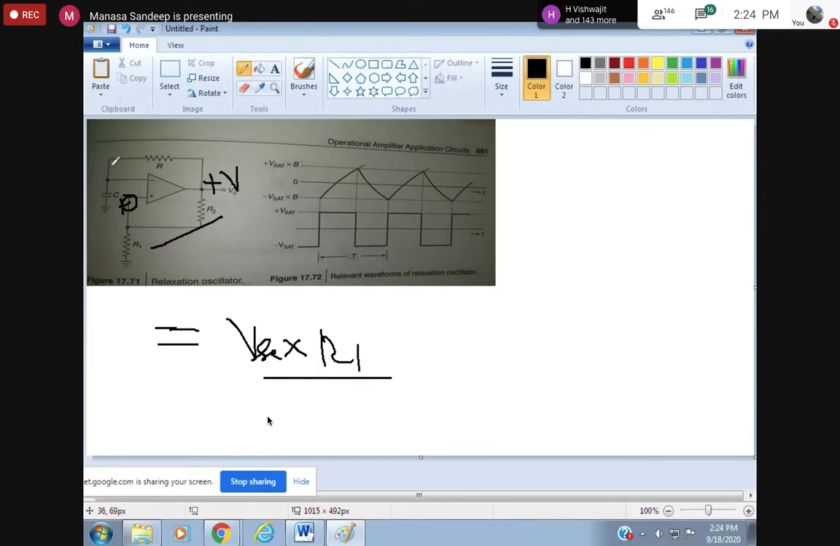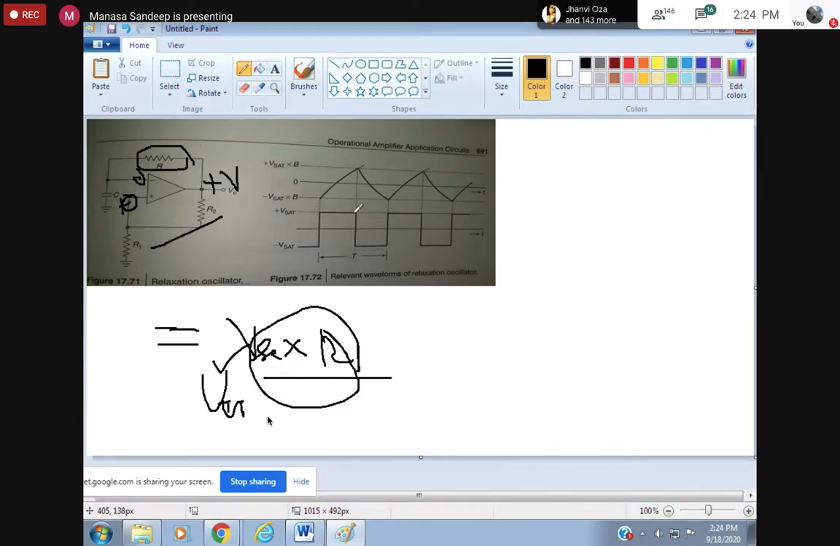So initially the capacitor was in the discharge state, so we assume that the output is at the V saturation. According to that, the voltage here is this one. This is the UTP formula, or VUT formula. UTP and LTP we have already discussed. Now what happens? Slowly the capacitor starts charging through R. When the voltage at this point exceeds this value, the output will go to the minus V saturation.